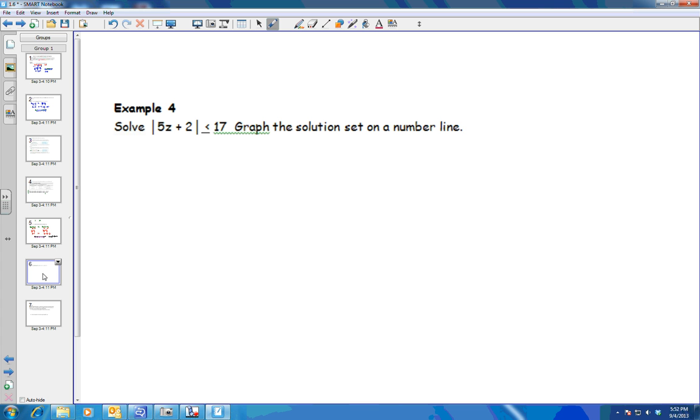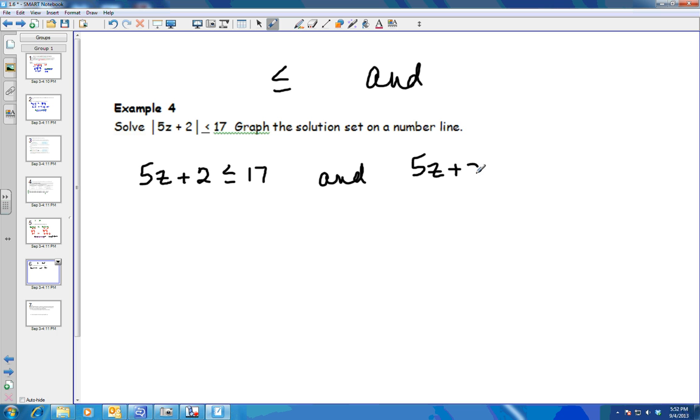All right, let's do this one. I have absolute value, so I know I'm going to have two problems to solve. Okay, it's less than or equal to, so less than will be connected with the word and. So I have 5z plus 2 is less than or equal to 17, and 5z plus 2 is greater than or equal to, I had to switch that sign, negative 17.